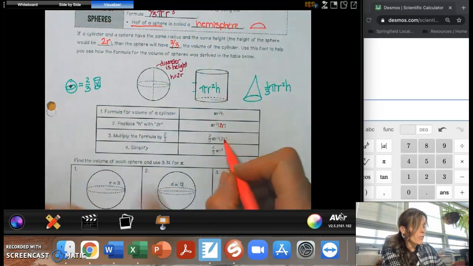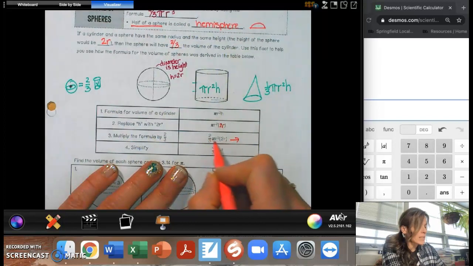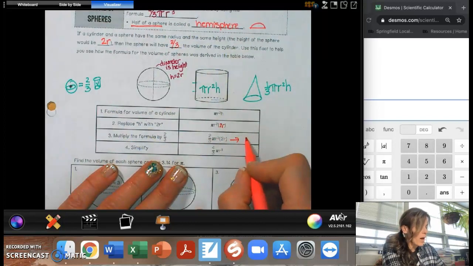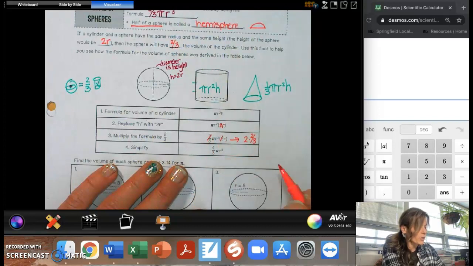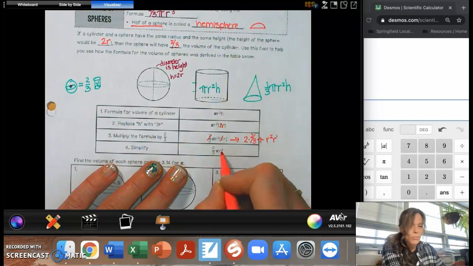And then we know from math rules that anytime you're multiplying, you can change order. So I would do 2 times 2/3. I would change those two to get them closer together. And that's how you got 4/3. That pi could be by itself, so that's how you get pi. And then when you have the radius squared times the radius, we learned from our exponent rules, it's just the radius cubed.